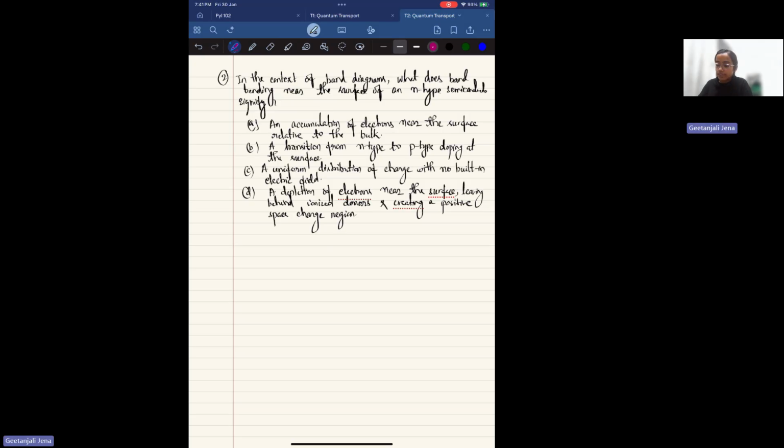This is quite easy because N-type material has more donors, so they can donate electrons. So electrons try to transfer from the N-type to the other side of this material or the interface. Because of this electron transfer, positively charged ionized donors will be left in the N-type, and they will create a depletion region. So the correct option for this is option D.